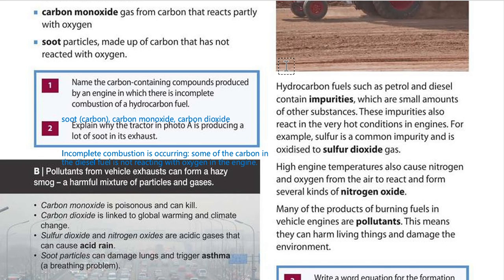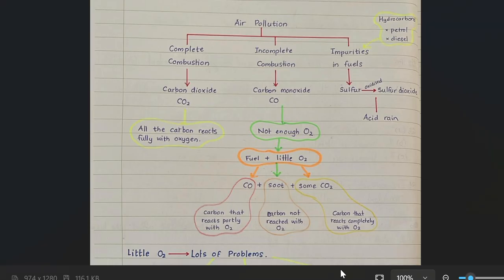Okay, so next part is hydrocarbon fuels such as petrol and diesel contain impurities, which are small amounts of other substances. These impurities also react in very hot conditions in engines. For example, sulfur is a common impurity and is oxidized to form sulfur dioxide gas. Remember, in the short note I gave you, it's mentioned here. Sulfur is oxidized to form sulfur dioxide.